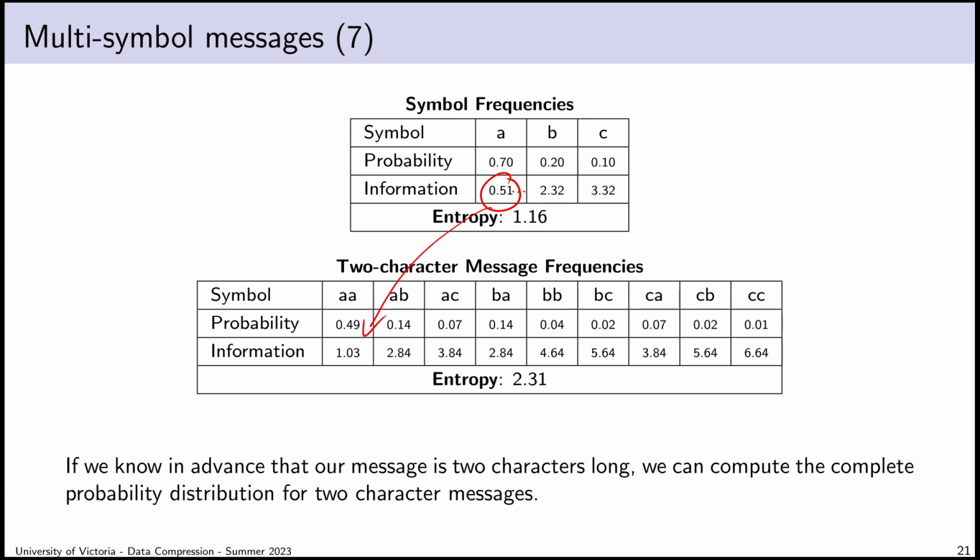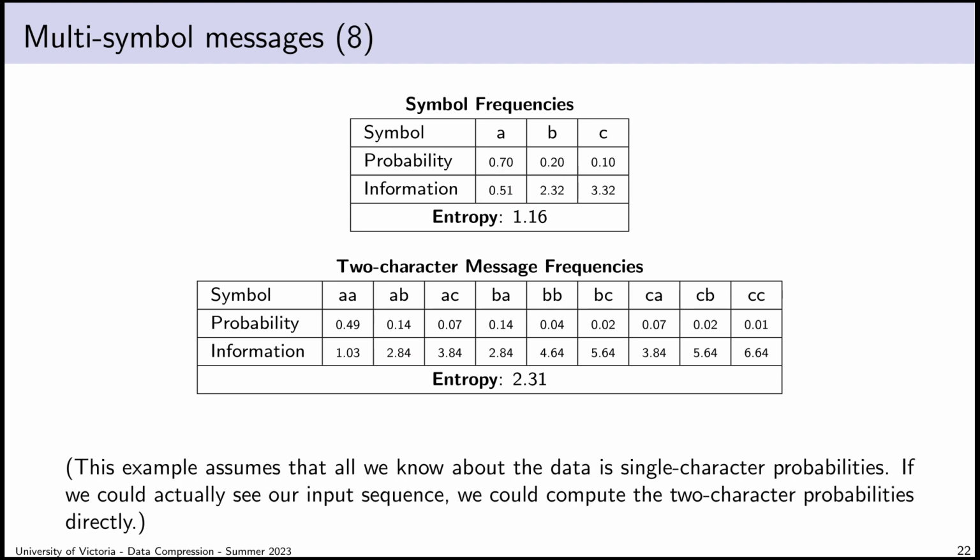Remember, though, that there's been some rounding happening here. So actually, this is just double the information content of a single A. Similarly, the information content of A followed by B is the information content of A plus the information content of B, which again, if you account for the missing decimal places, turns out to round up to 2.84. So again, all we know here is single character probabilities.